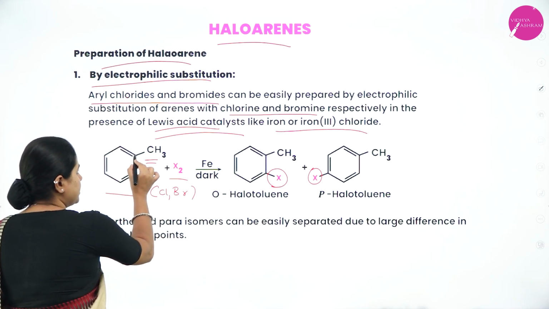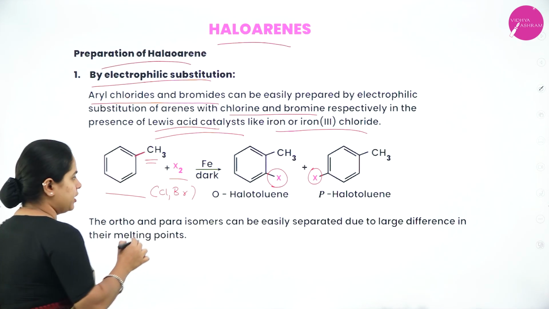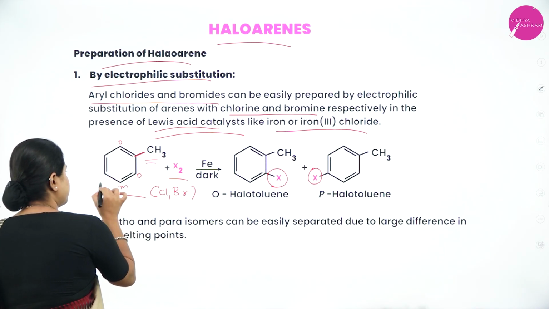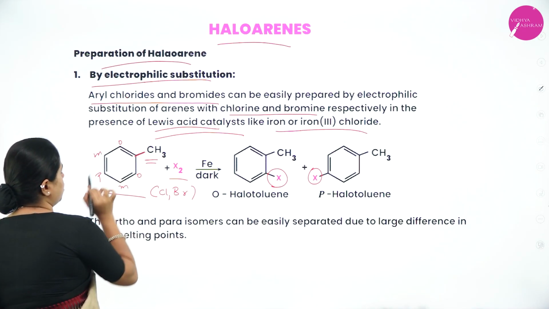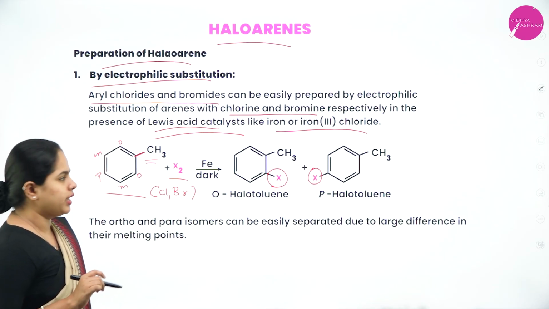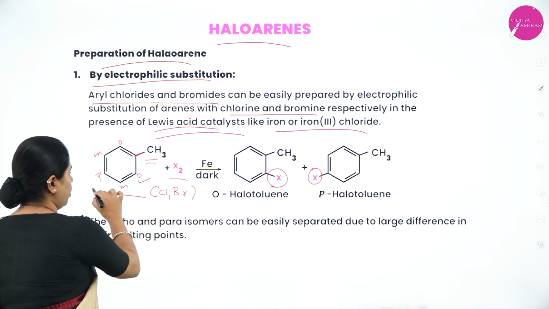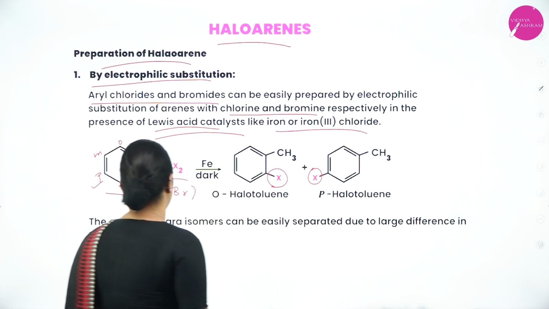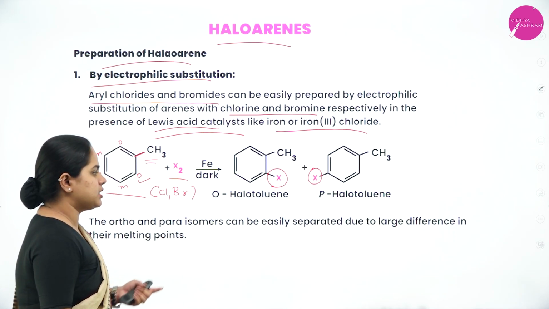As you can see, this is the methyl group where it is attached. This is the ortho position, this is the ortho position. This is the meta position, this is the para position, and this is also the meta position. The products that you are getting will be either in the ortho position or in the para position. The ortho and para isomers can be easily separated.